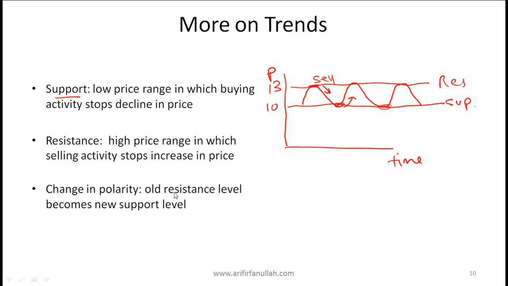Change in polarity is where the old resistance level becomes a new support level. What this means is, let's say that the stock goes up and now for some reason we go past this old resistance line and we have a situation like this. In this case the old resistance line, which is over here, becomes the new support line, and we have a new resistance line somewhere up here. When something like this happens, this is called a change in polarity.